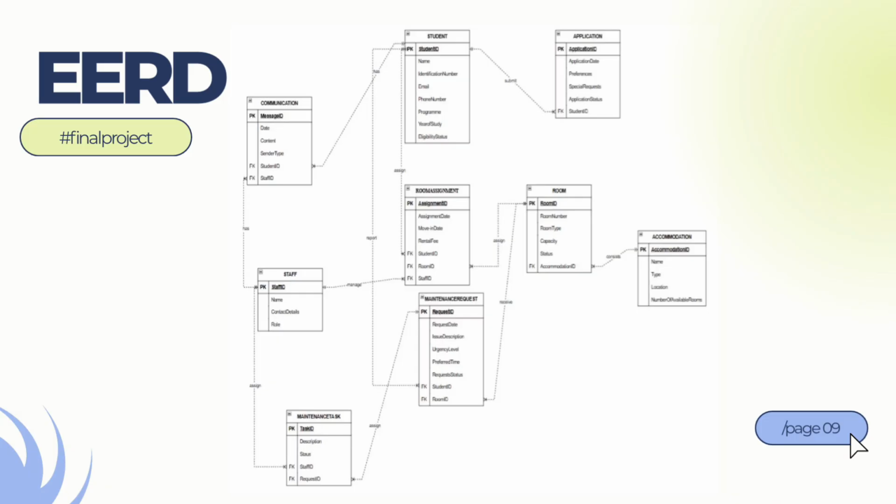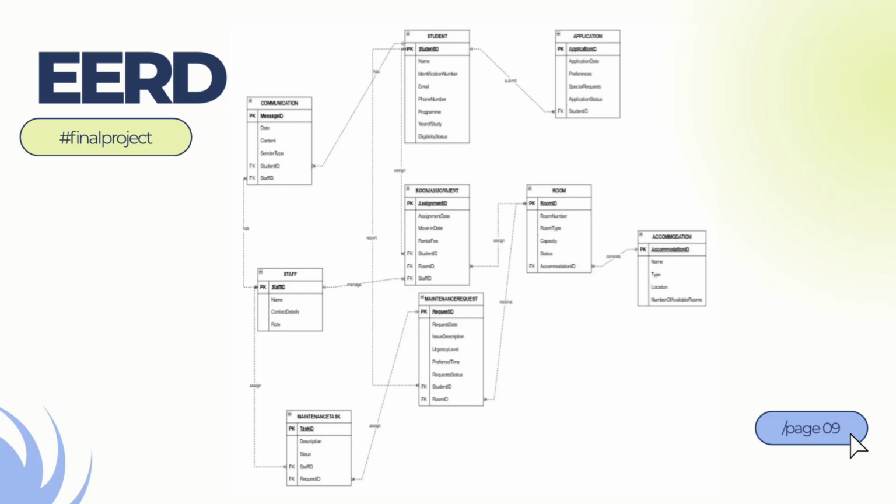The maintenance request entity is related to both student and room. A student can submit multiple maintenance requests, but each maintenance request is submitted by one student. Similarly, a room can have multiple maintenance requests, but each request is associated with one room. Therefore, both relationships are one-to-many.